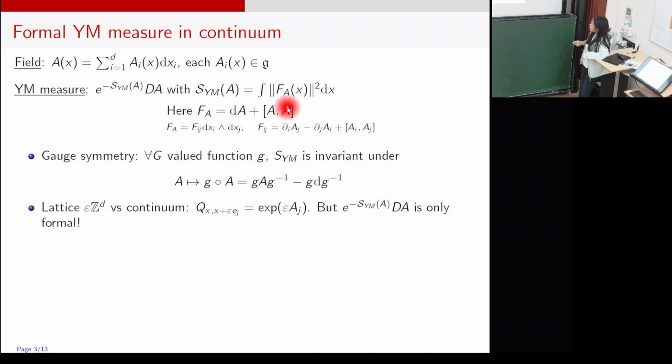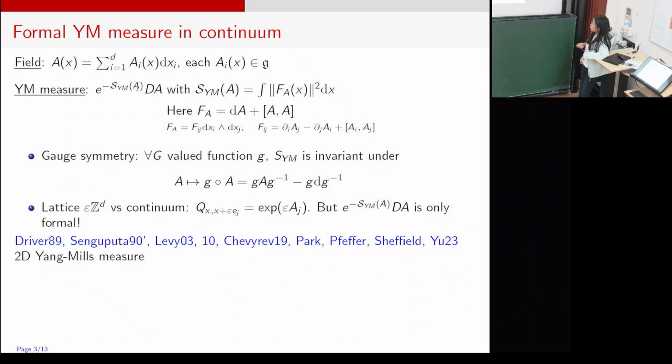As I just mentioned, in the two-dimensional case, how to give a meaning to this measure is a problem. It's not a function, but a distribution. In the two-dimensional case, this measure has been studied a lot in the literature. In this morning's talk, Ilya mentioned a lot of the literature. I just list a few of them.